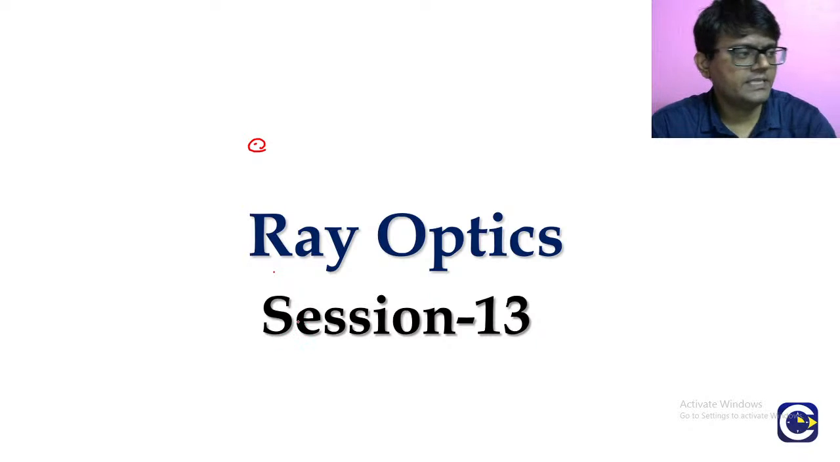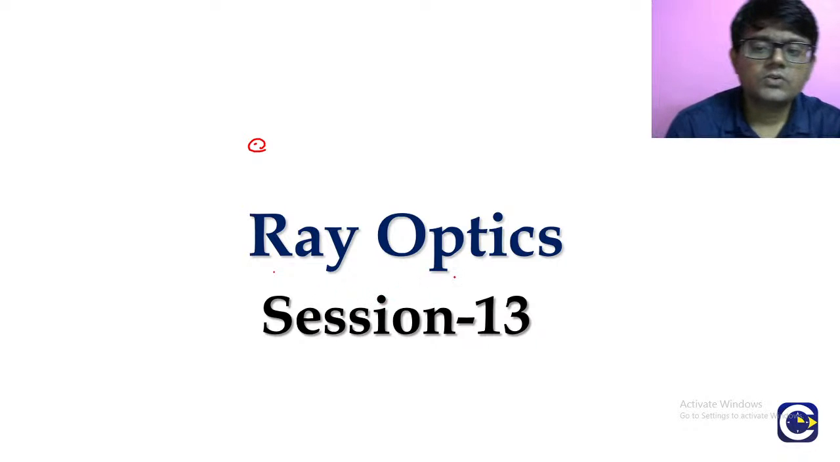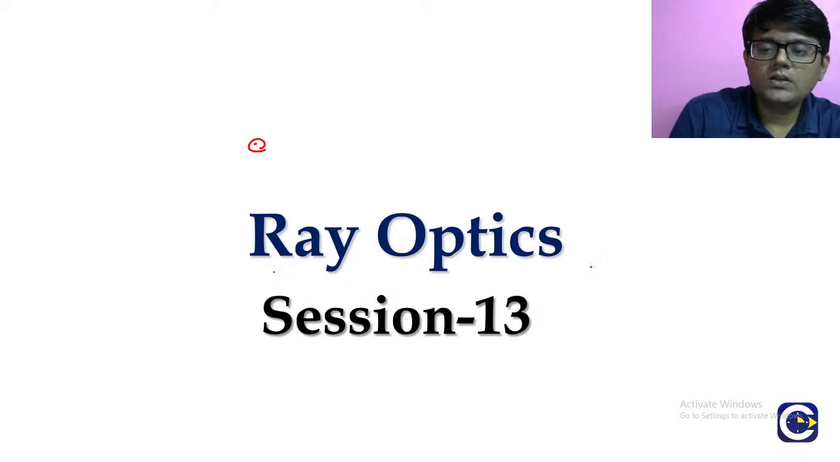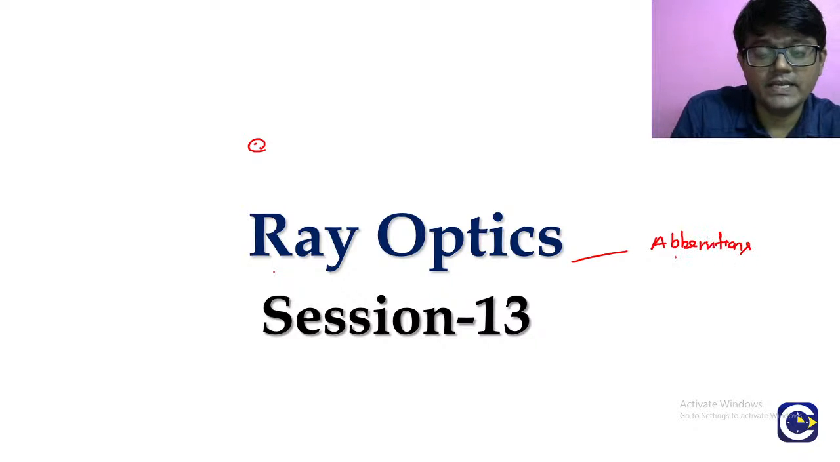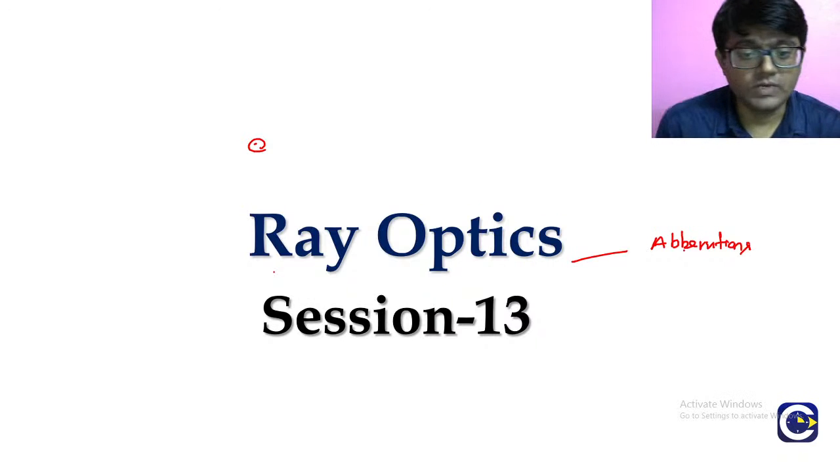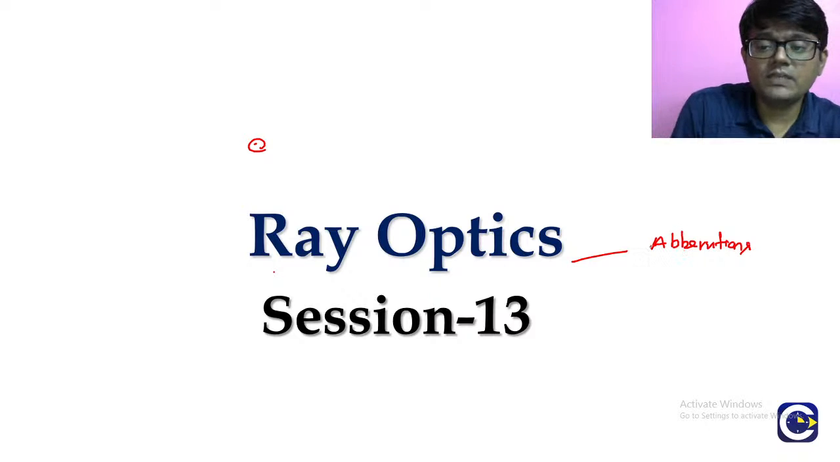So we are in session 13 of ray optics. Today we'll look at the idea of aberrations that we have when we are making the image formation due to a lens, and then we'll begin with the optical instruments. So today we'll talk about the microscope.